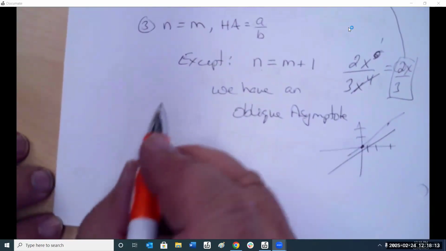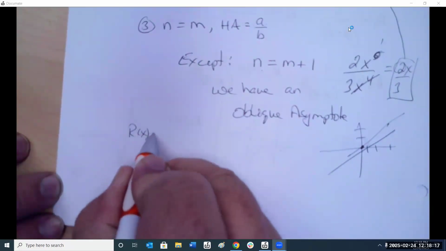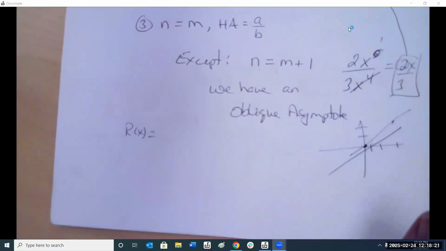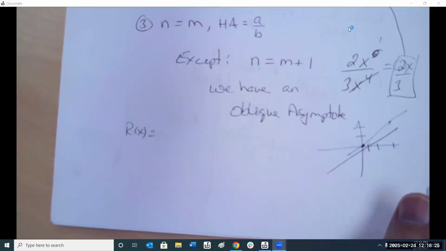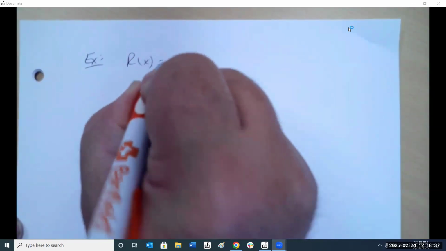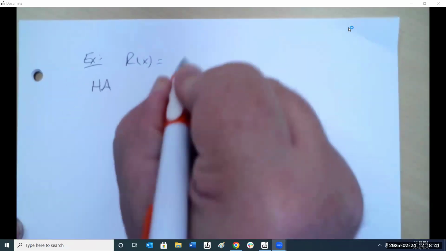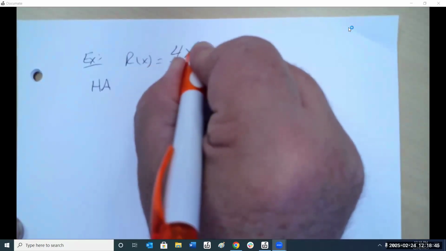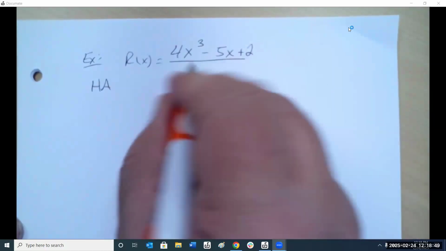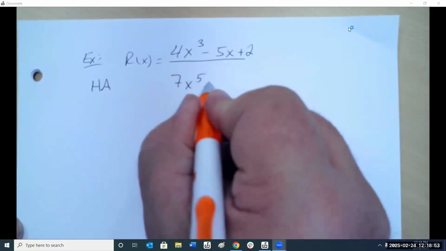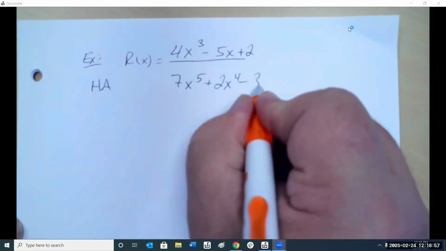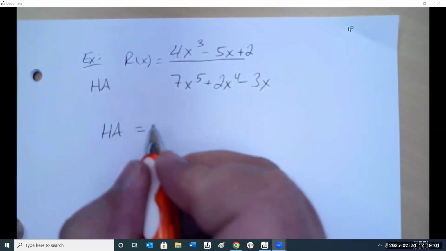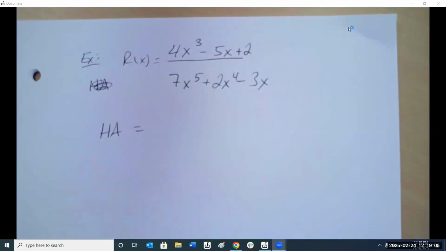Let me give you an example. So the rational expression, actually, maybe they have one here for us. Here's 2 of them for us. You tell me which one's which. We're looking for the horizontal asymptote. 4x cubed, 5x plus 2, 7x to the fifth, 2x to the fourth. So what's the horizontal asymptote?